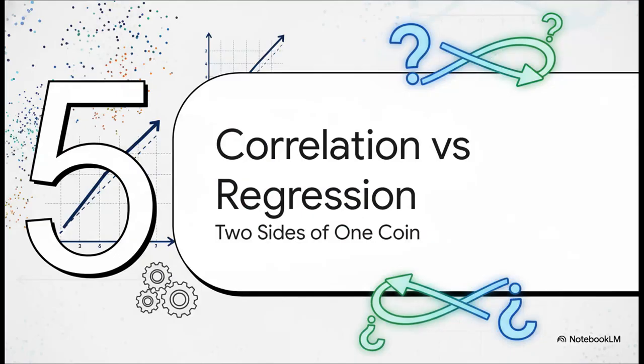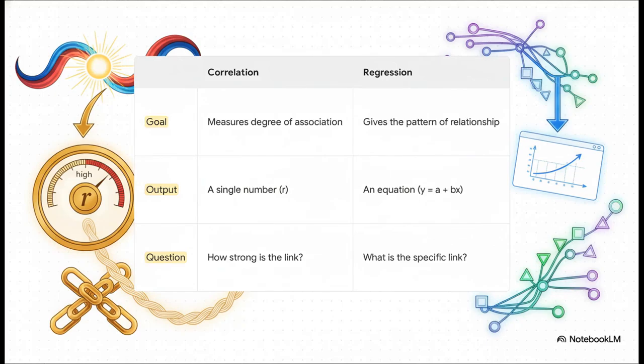Okay, so this is a really crucial point. We've talked about correlation and we've talked about regression. They're obviously related, but they do different jobs. They answer different questions. Let's just quickly nail down the difference so it's crystal clear. This table just lays it out perfectly.